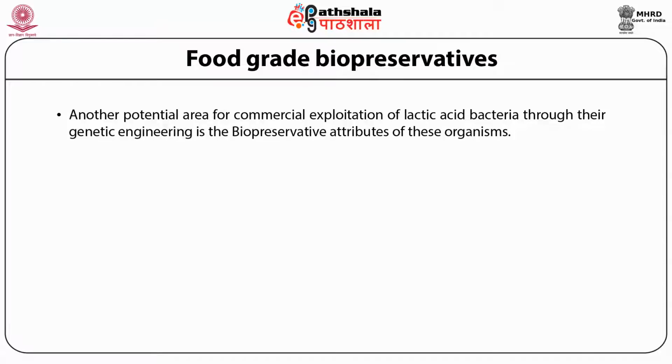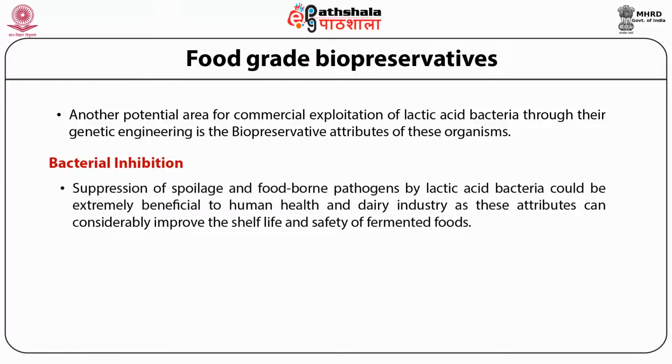So there are certain organisms which can produce molecules which will be helpful to control various spoilage-causing organisms. So we can categorize them into various microbial inhibition, for example bacterial inhibition. In this, the suppression of spoilage and foodborne pathogens by lactic acid bacteria could be extremely beneficial to human health and the dairy industry, as these attributes can considerably improve the shelf life and safety of fermented foods.